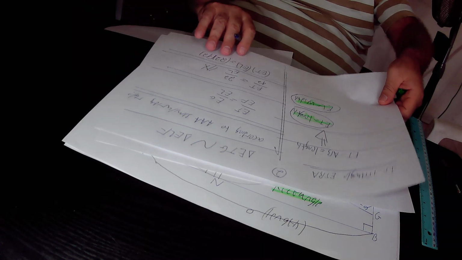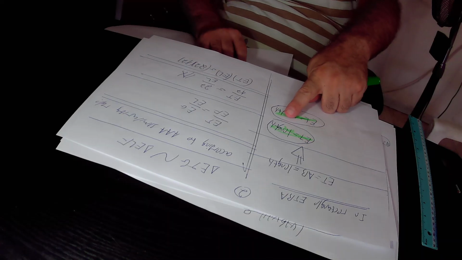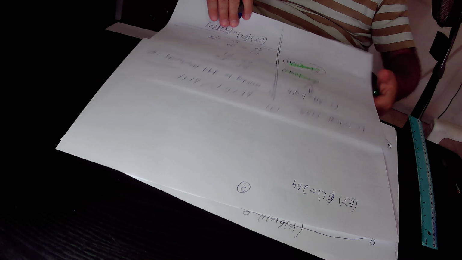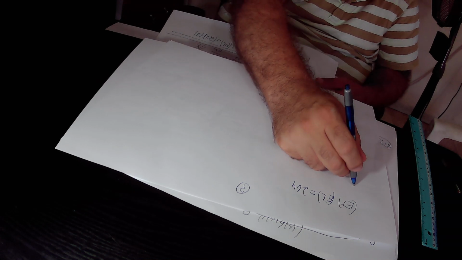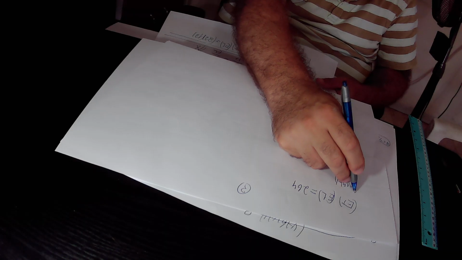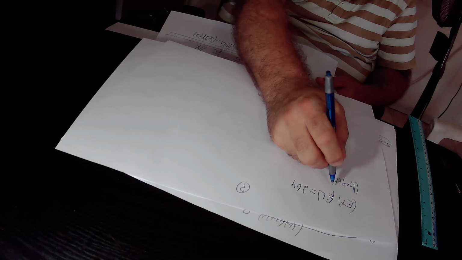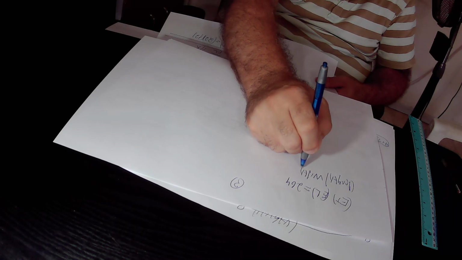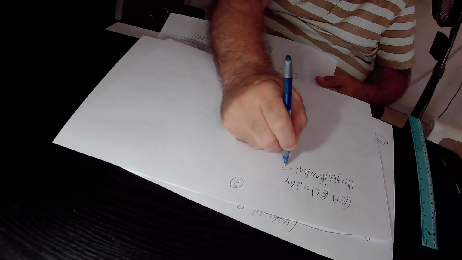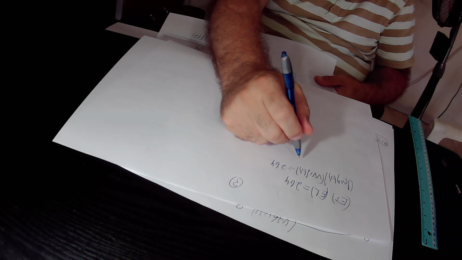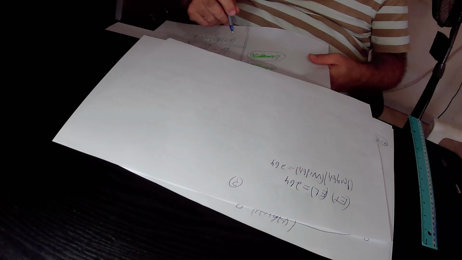We already found out that ET is the length of rectangle ABCD and EL is the width. So we substitute ET by the length of rectangle ABCD and we substitute EL by the width of rectangle ABCD. And it is equal to 264. So the length of rectangle ABCD times the width is equal to 264 square units.